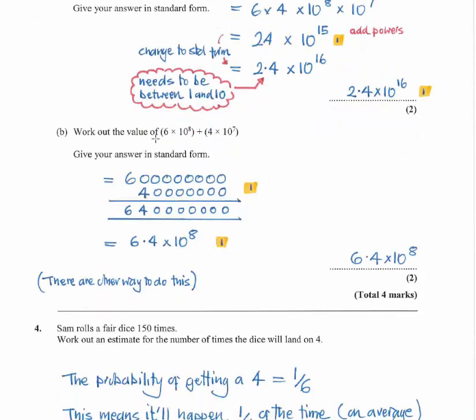Probably the easiest way to do this is to write it out as a long number. So 6 times 10 to the 8 is that number, and 4 times 10 to the power of 7 is that number. And if you've done that, have a mark. Add it together and you get 6.4 times 10 to the power of 8. So you add it as a normal number and then you change it back into standard form. Now there are other ways of doing this, and the important thing is you've got a process and you get the final answer.